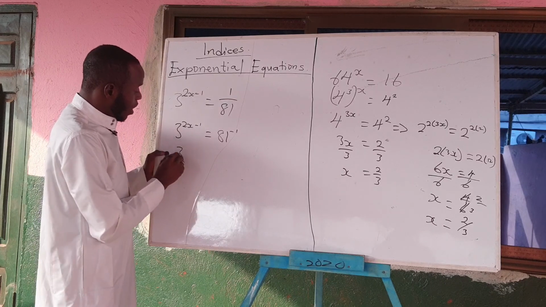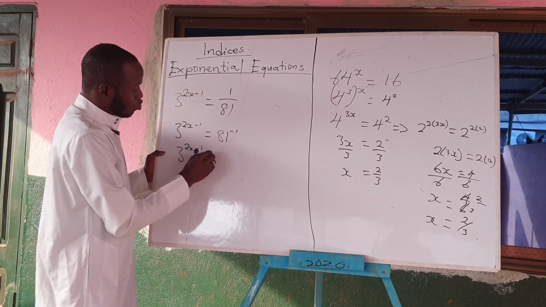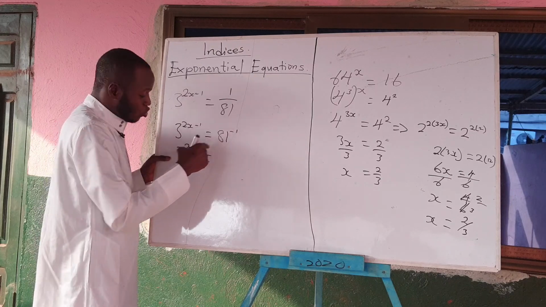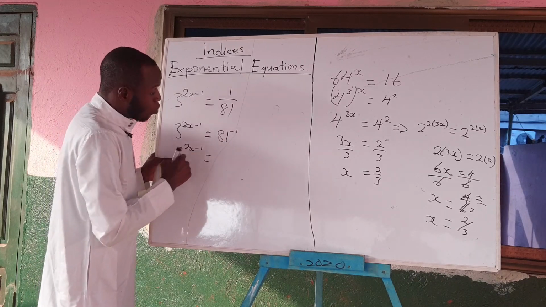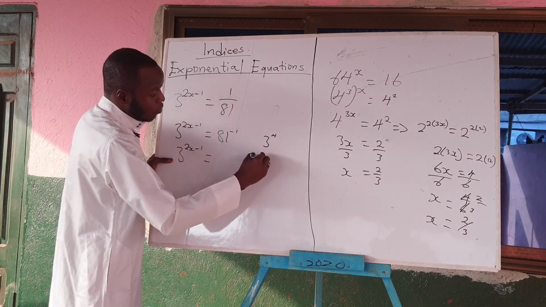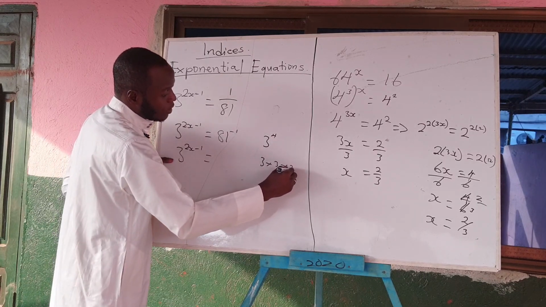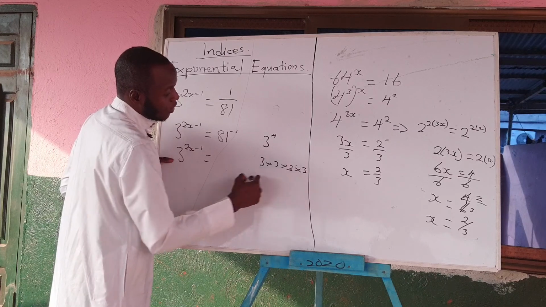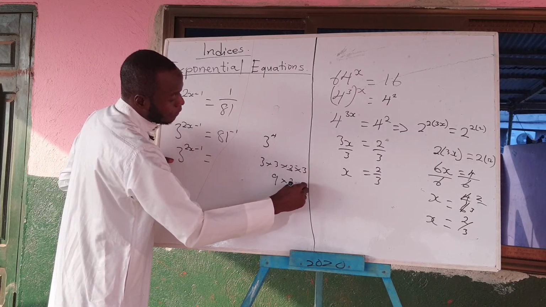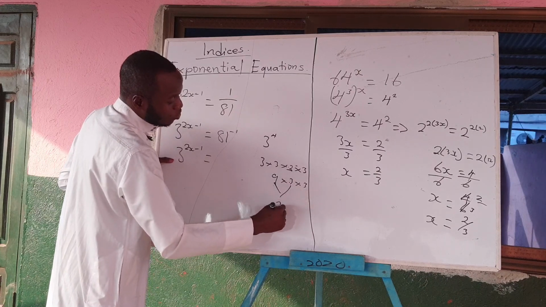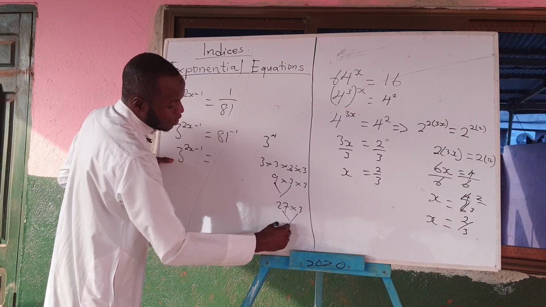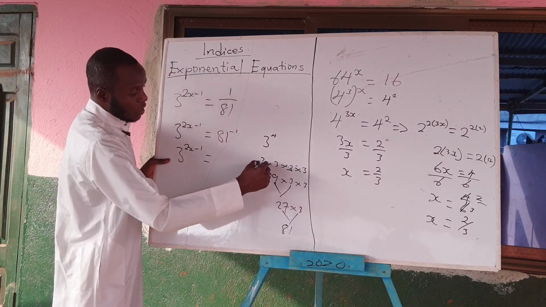So here we have 3 to the power 2x minus 1. How do we turn this 81 to the power negative 1 into base 3? We know that 3 to the power 4 will give us 81. We have 3 times 3 times 3 times 3. 3 times 3 gives us 9. 9 times 3 we have 27. 27 times 3 we have 81. So this is how the thing is done.